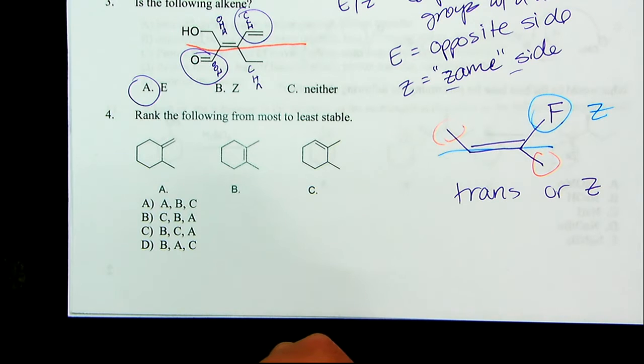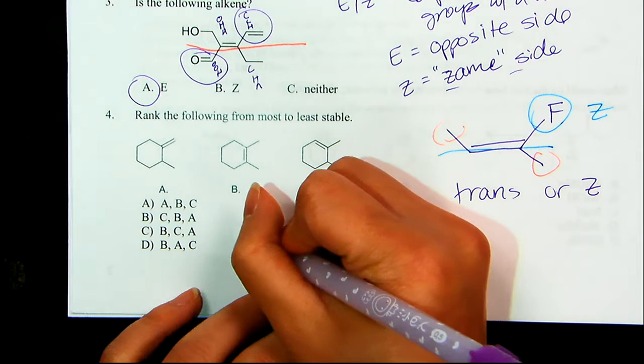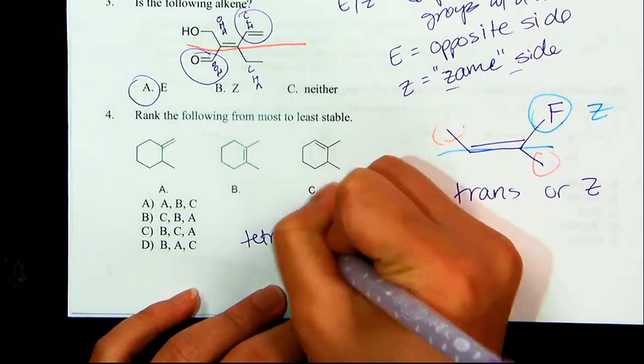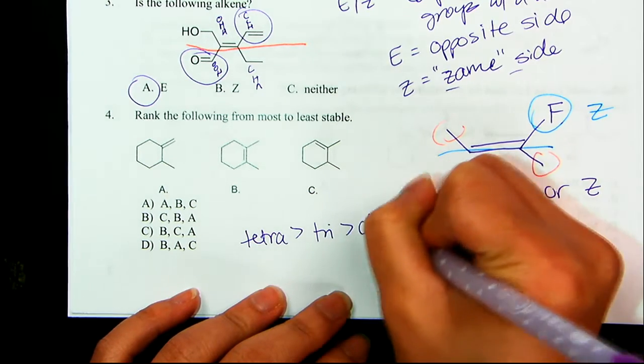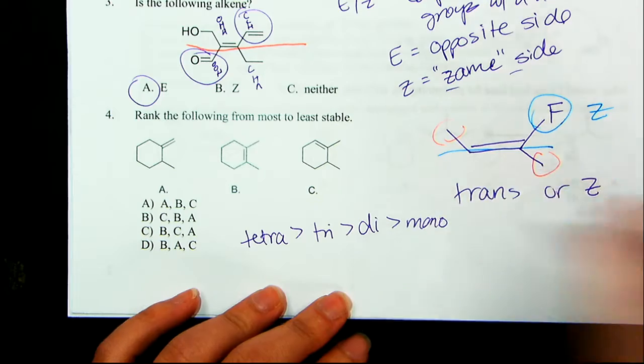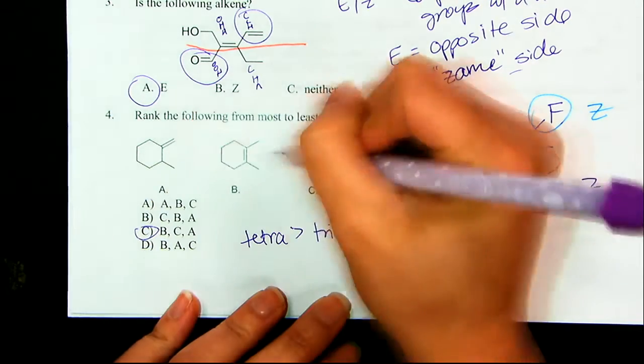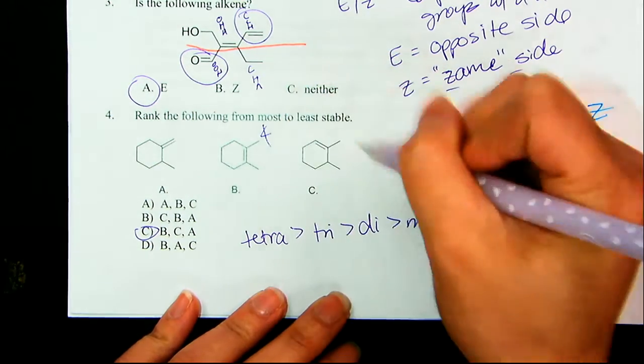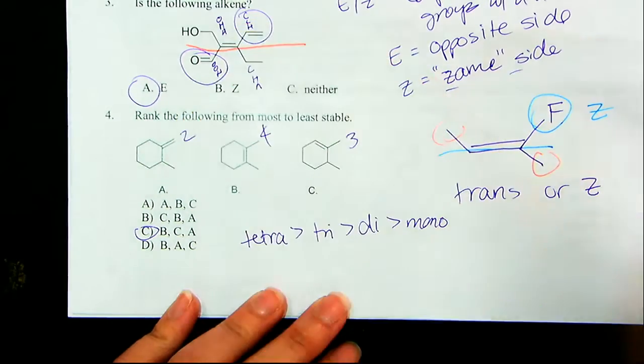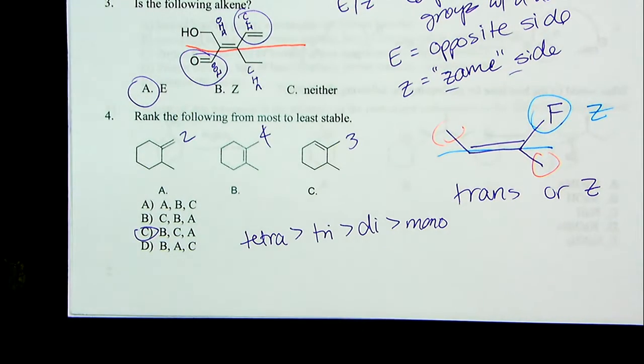Alright. So let's see, rank the following from most stable to least stable. Tetra is more stable than tri-substituted, better than di-substituted, better than mono-substituted. So when you do this, it should be C. This is tetra, this is tri, this is di. You're looking at the carbons attached.